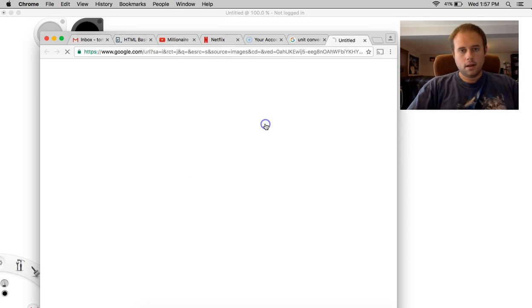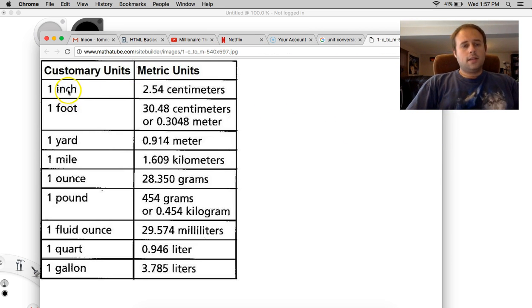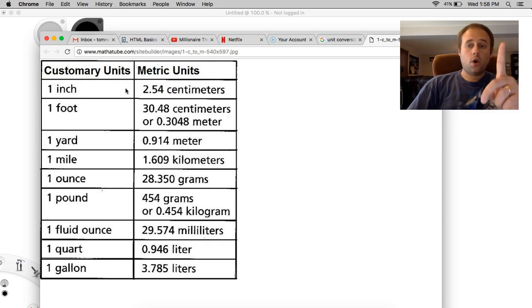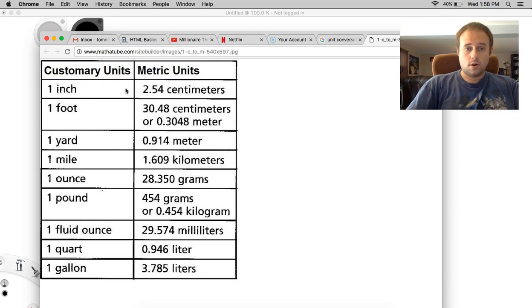Let me go ahead and put that on the page there. So hopefully you can see this. Take a look at 1 inch is 2.54 centimeters. So the question is, which one of these is larger? An inch is larger because 1 inch is 2.54 centimeters. So 1 centimeter is smaller than 1 inch because I need 2.54 of them in order to make this up. So it's very important that you have a good chart like this handy when you want to go back and forth in between those types of conversions.